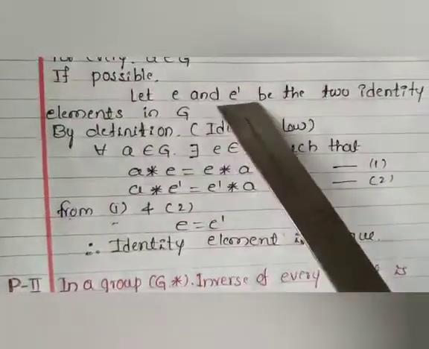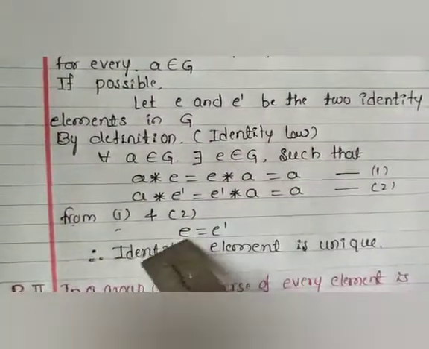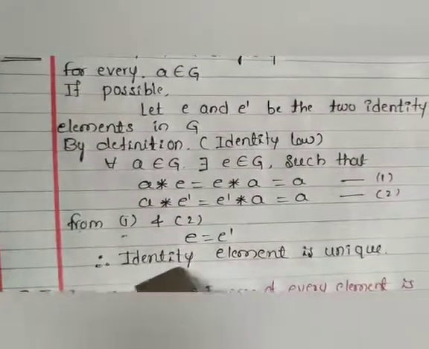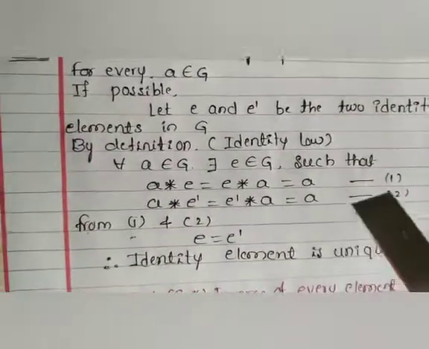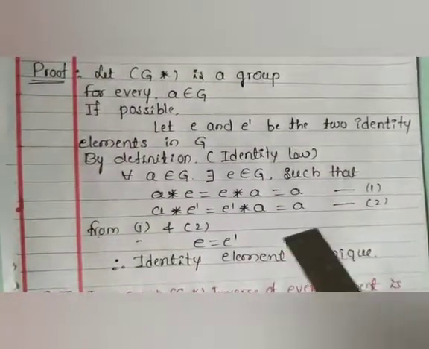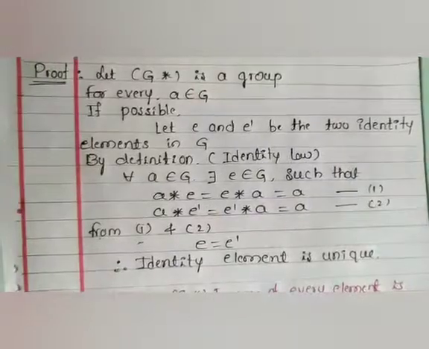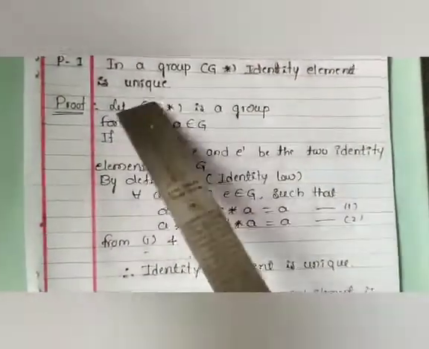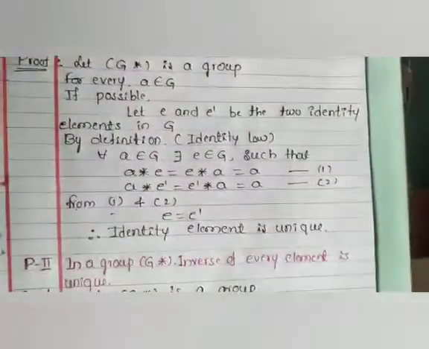Suppose I take two identity elements, but by definition what happens? E and E dash should be the same. It is clear that the identity element is unique. That means there is only one identity element. If you take 2, 3, 4, but the definition is applied, all are equal. Therefore, in a group G star, the identity element is unique. It completes the proof of the first property.